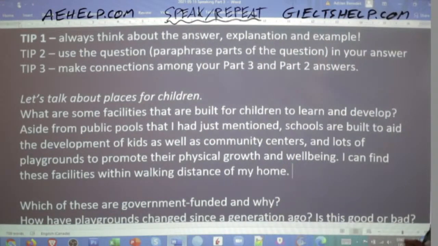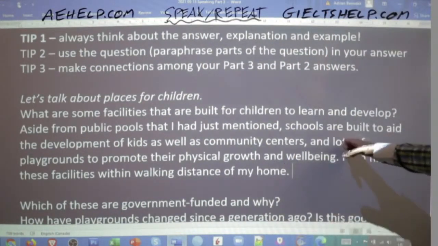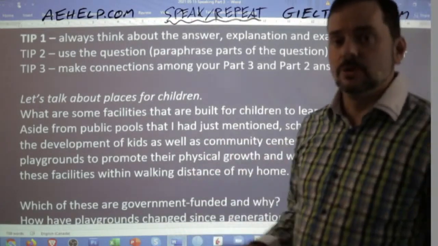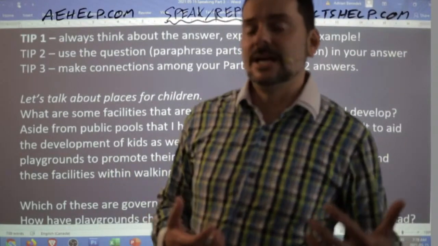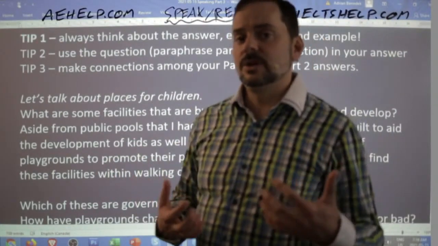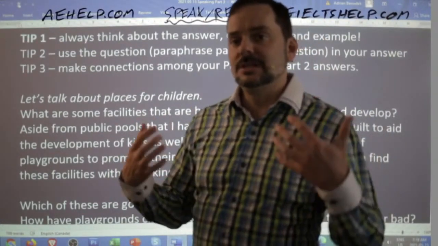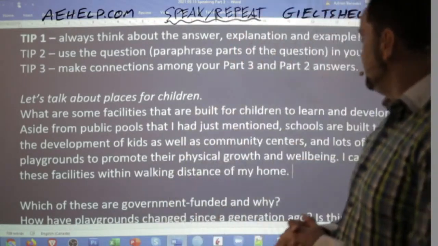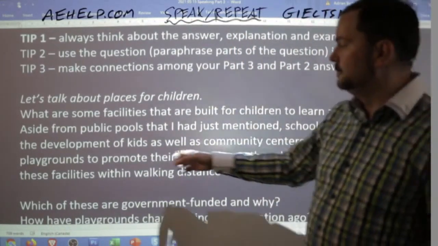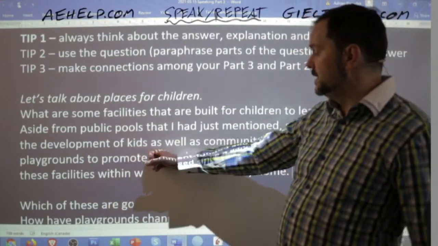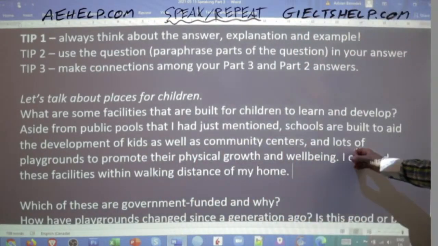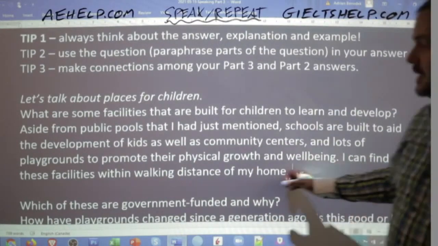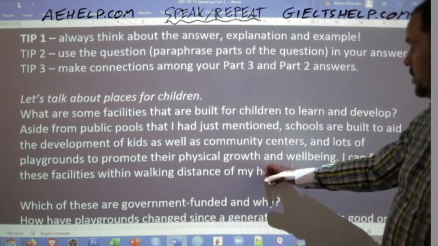All right. And then what are these places? Well, schools, of course. Children go to school to learn and develop. Part 3 shouldn't be rocket science, so don't get too nervous, okay? Just keep your thoughts clear, all right? So to aid the development of kids, as well as community centers and lots of playgrounds to promote their physical growth and well-being.